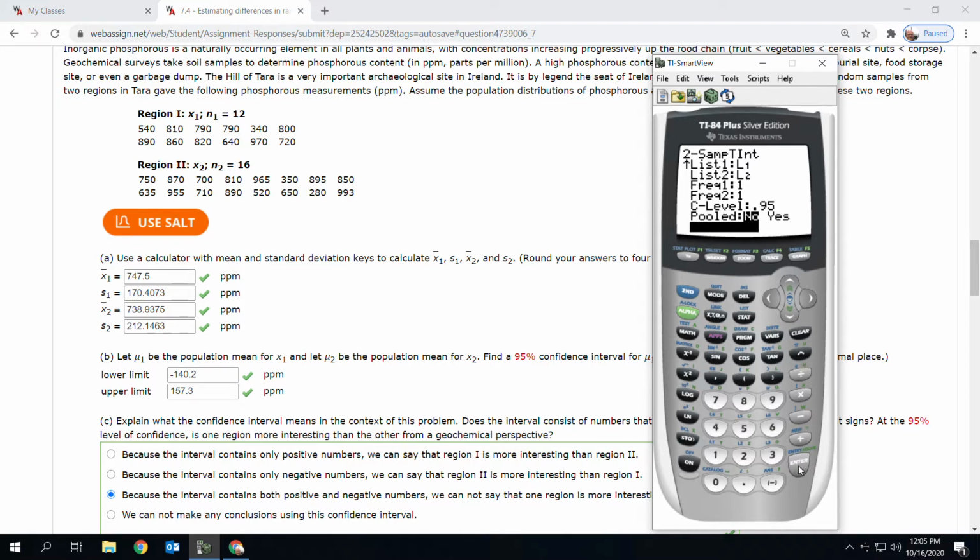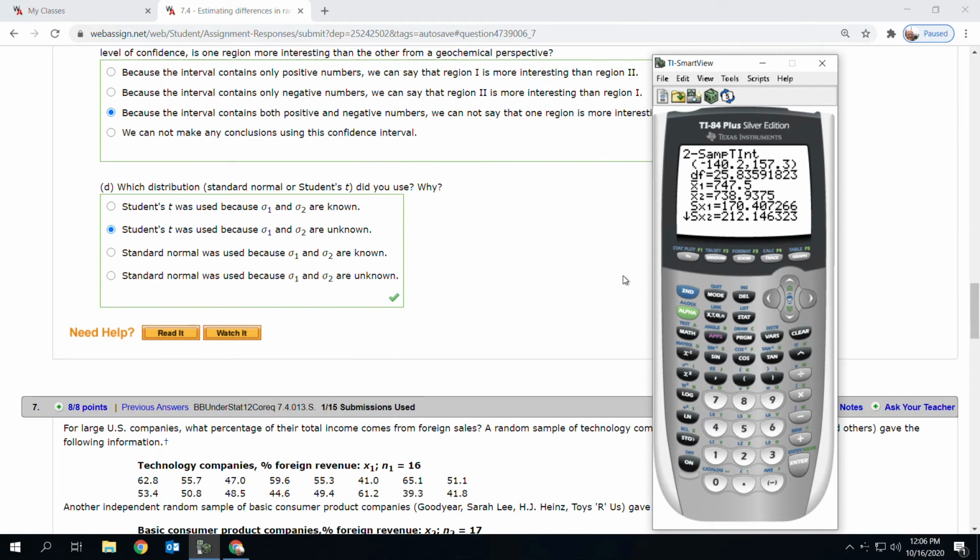Let's calculate. And we get a difference. The problem here is you may not get much of a rounding. But anyway, negative 140.2, that matches. And the upper limit is 157.3, and that matches. So that's how you would do this on your graphing calculator.